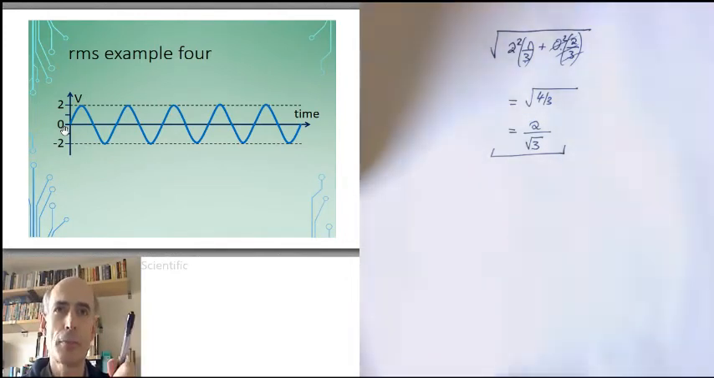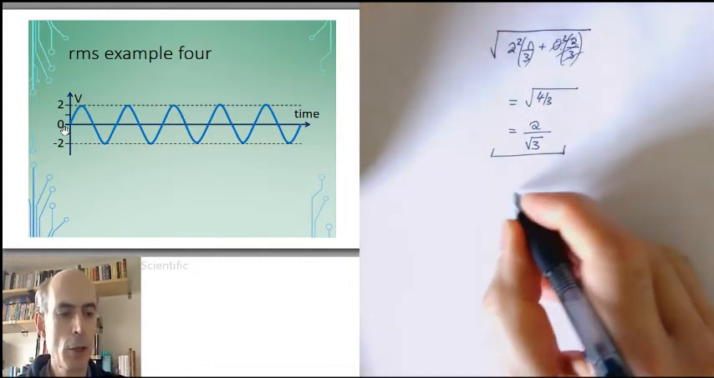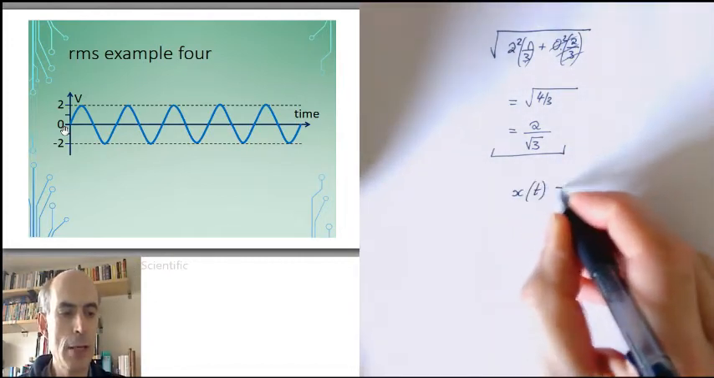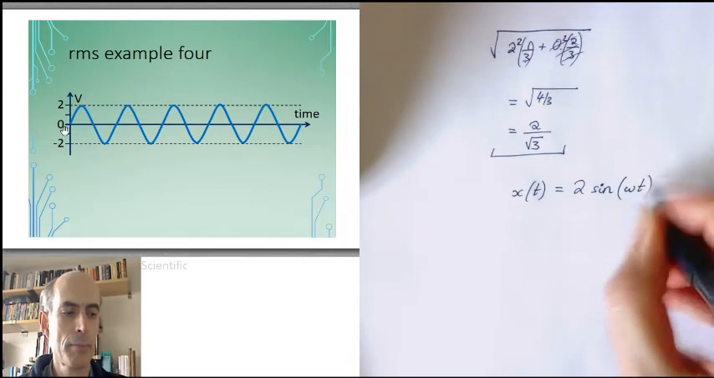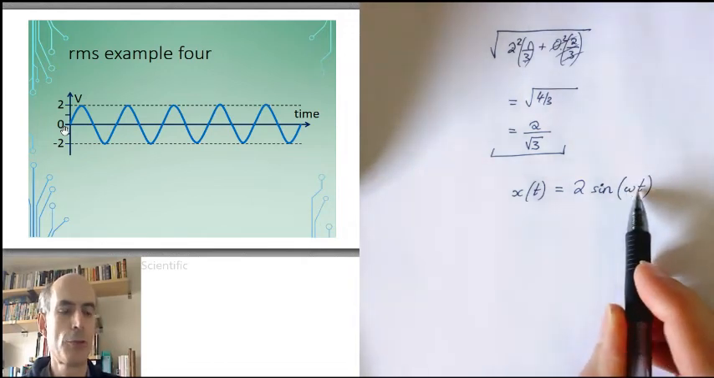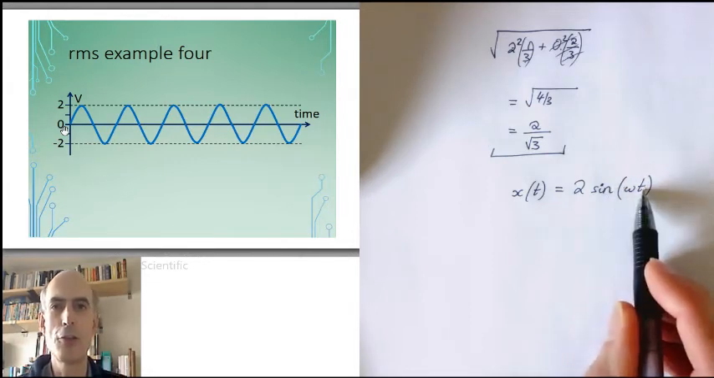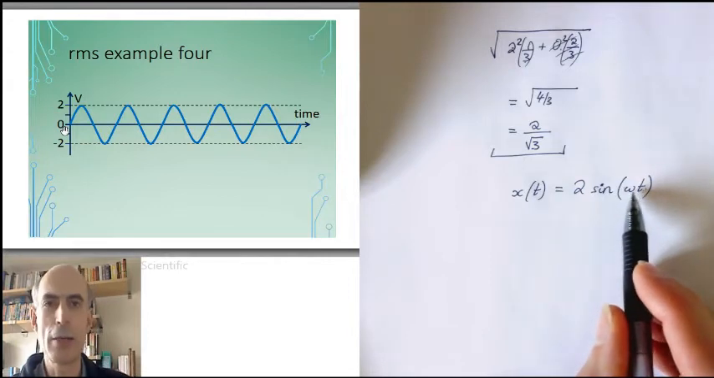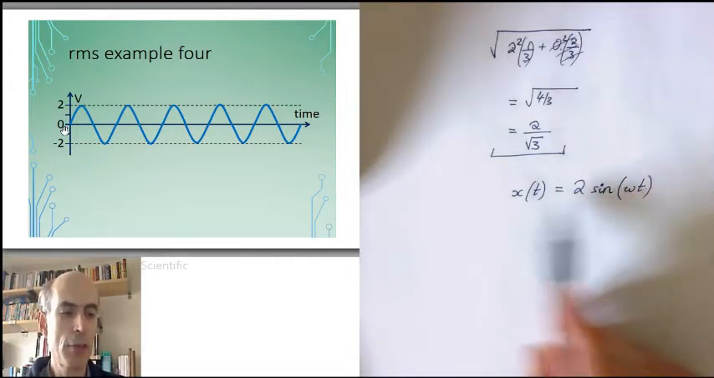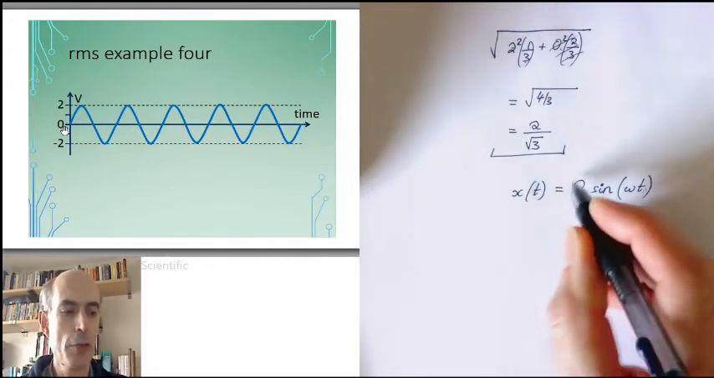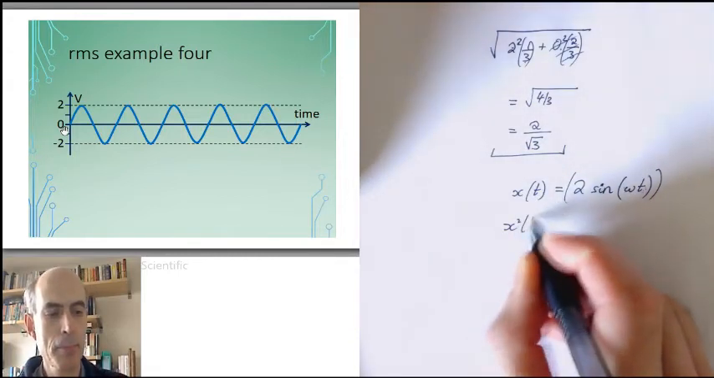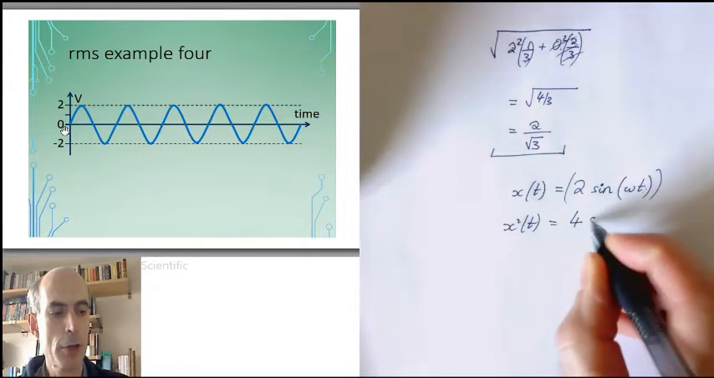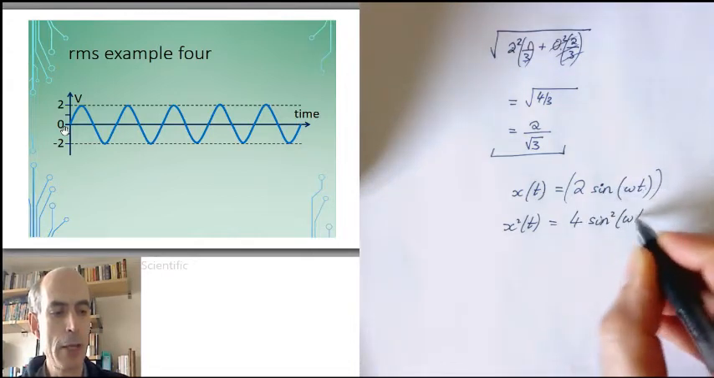What we do is something like this. We write an equation for that waveform, and the equation would be x as a function of t is 2 times sine of omega t, angular frequency times time, so that this is a phase angle in radians. I'm taking the sine in radians here. I will usually do that. Things work out easier that way. What I want is the average value of the square of this waveform. First thing I do is square it. That would give me 4 times sine squared omega t.